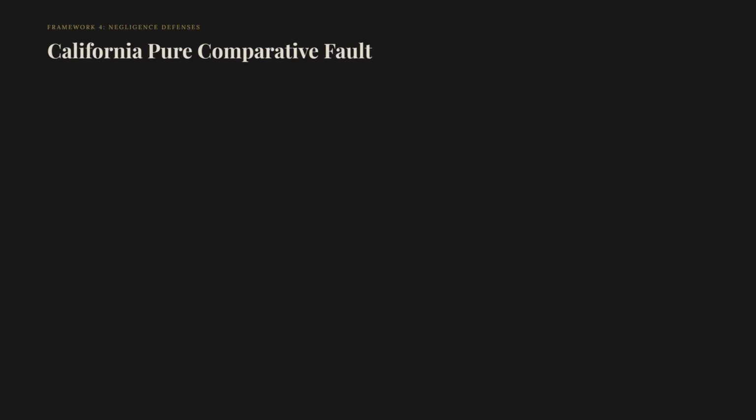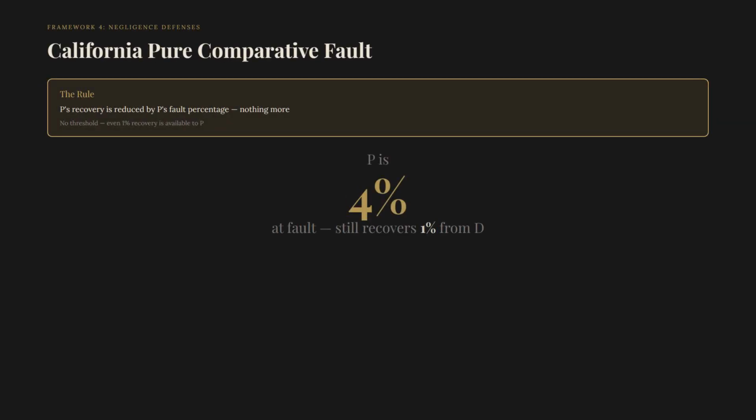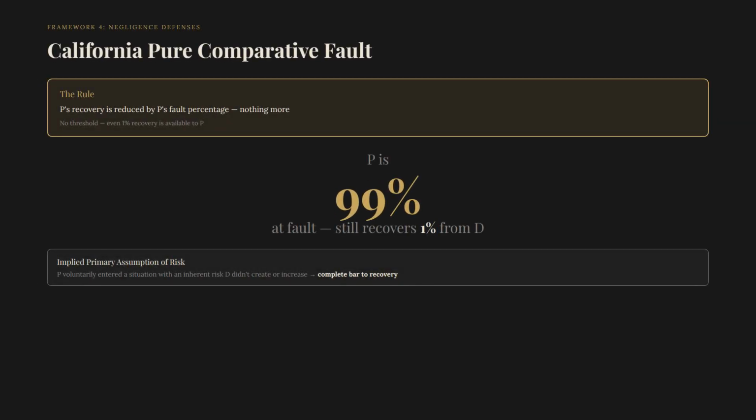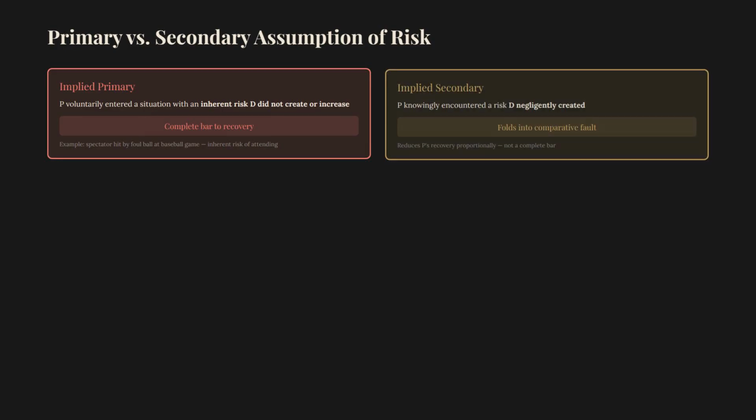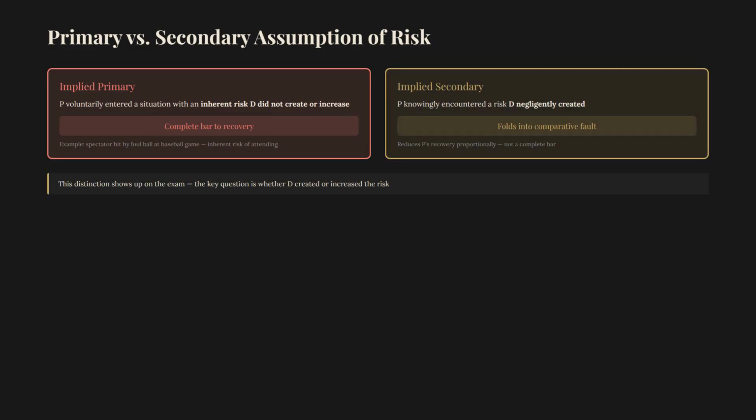California uses pure comparative fault, which means P can be 99% at fault and still recover 1% of damages from D, and P's recovery is reduced by fault percentage, nothing more. Implied primary assumption of risk, where P voluntarily entered a situation with an inherent risk D didn't create or increase, can be a complete bar to recovery. Implied secondary assumption of risk, where P knowingly encountered a risk D negligently created, folds into comparative fault and reduces recovery. Primary versus secondary assumption of risk shows up on the exam.